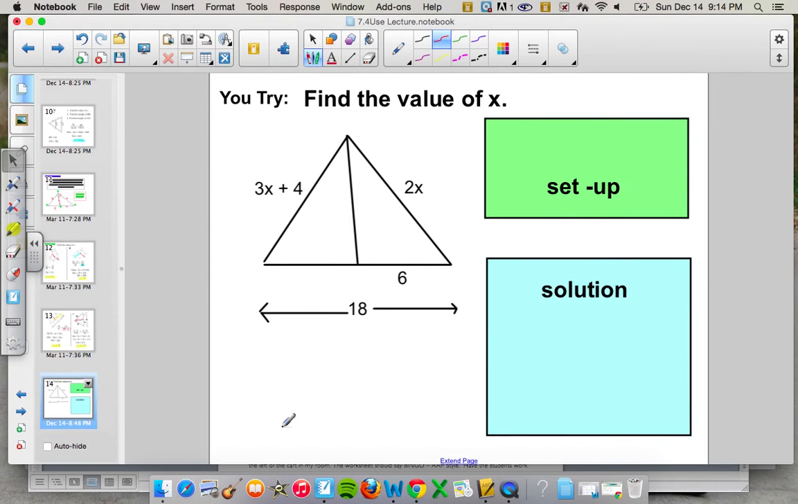Alright, I want you to try one. Again, on that scrap sheet of paper that you used for your warm-up, just take a minute and figure out what this value of x would be. Please pause the video until everybody has figured the problem out.